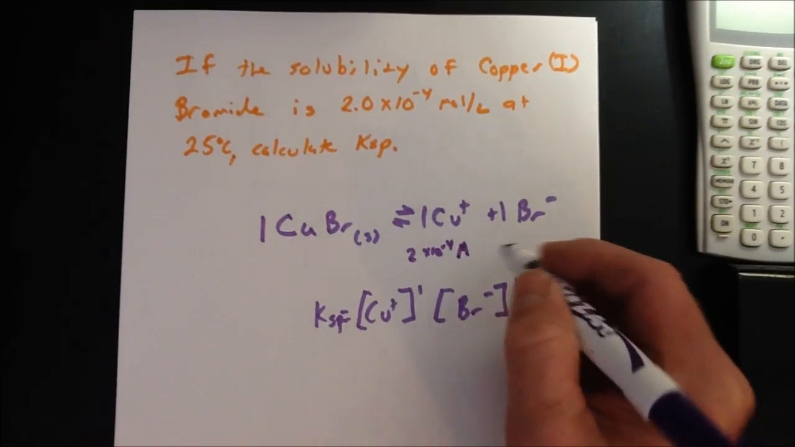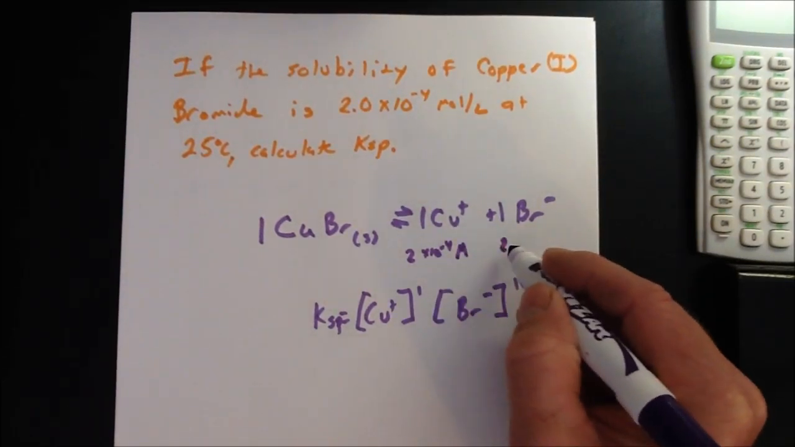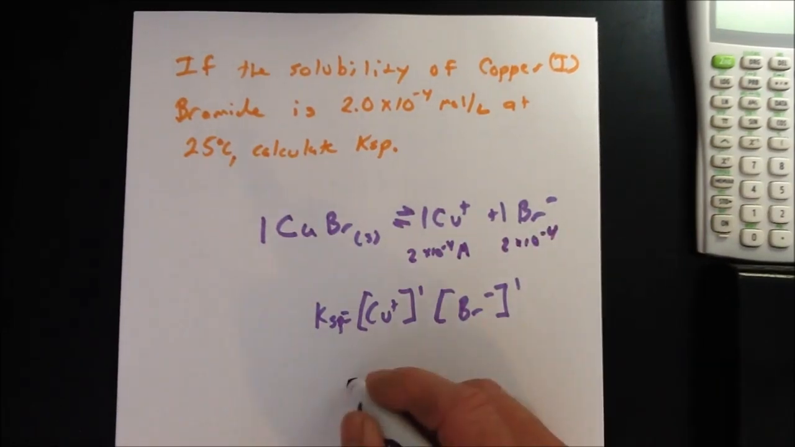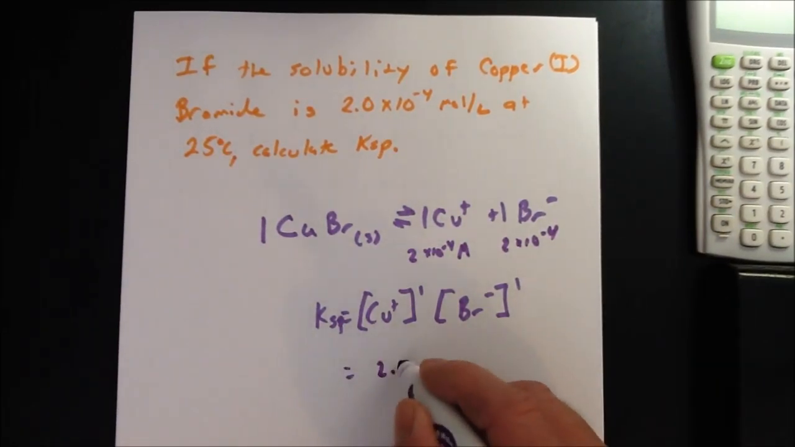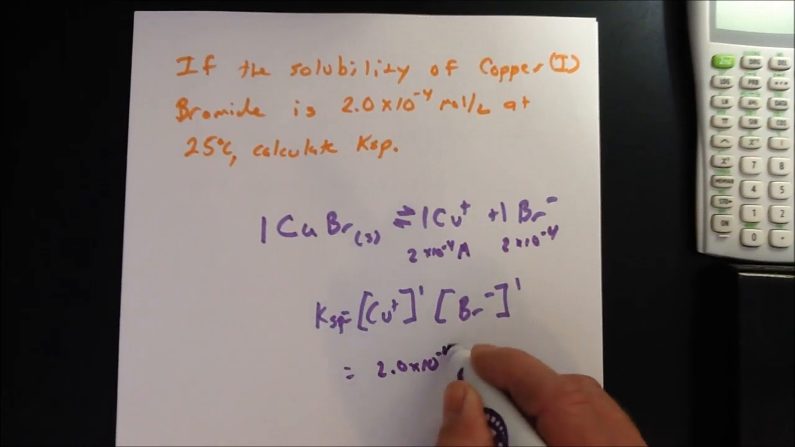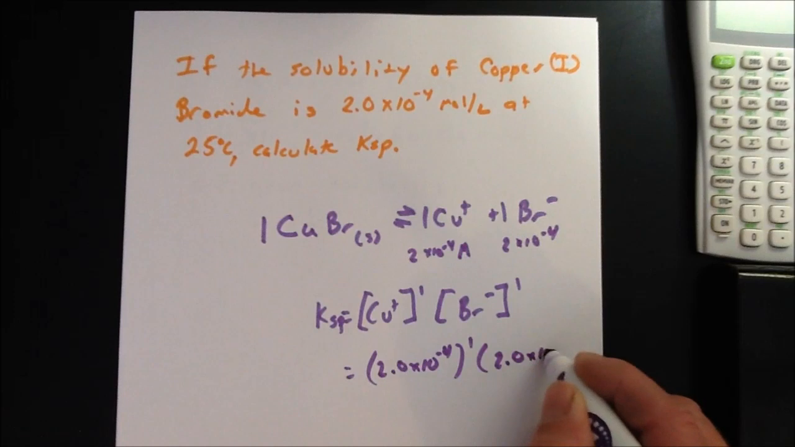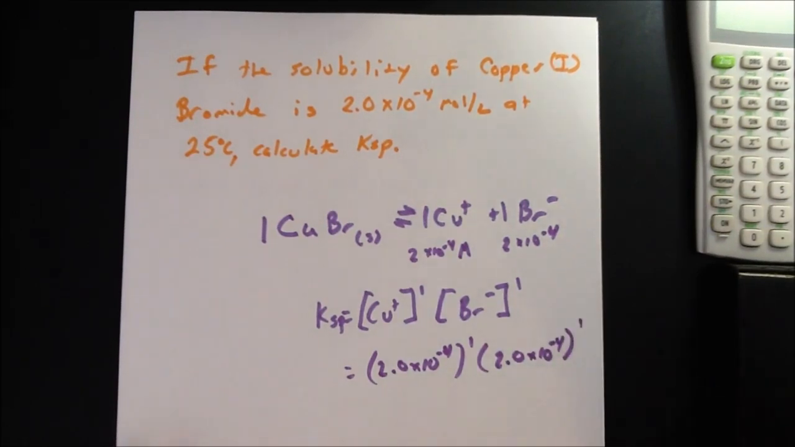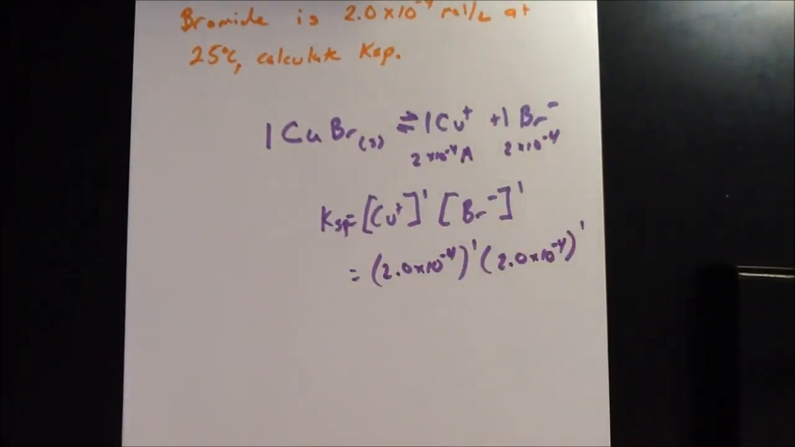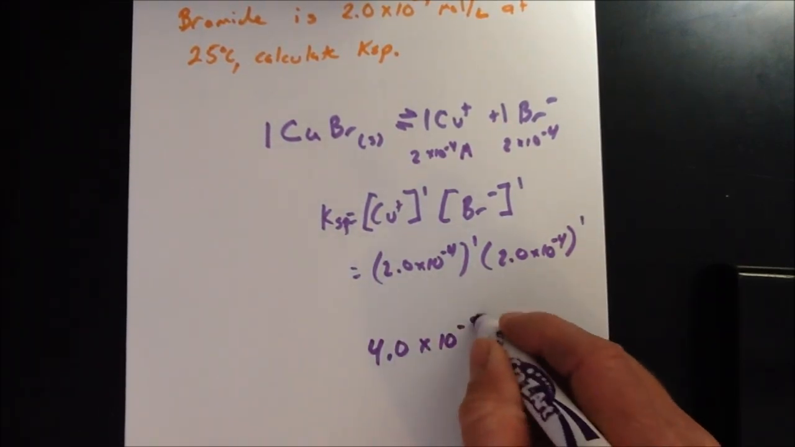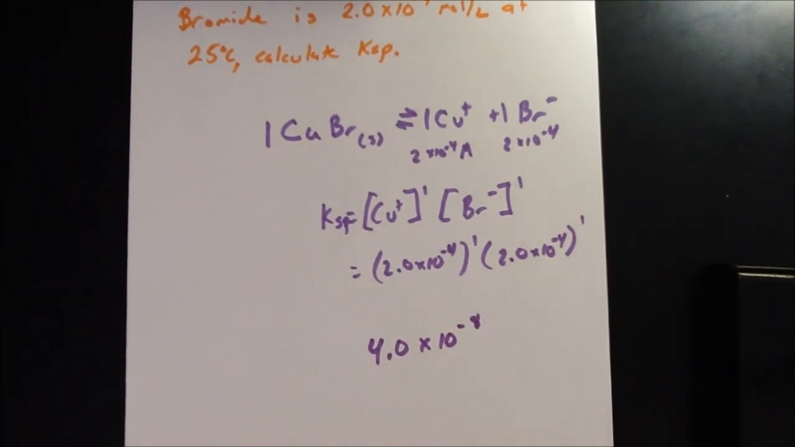That's now molar, because we're talking about the ion, and the same thing for the bromide, 2 times 10 to the negative 4 there. So my KSP calculation will look like this: 2.0 times 10 to the negative 4 to the first, times 2.0 times 10 to the negative 4 also to the first. KSP equals 4.0 times 10 to the negative 8th. So there is the KSP.